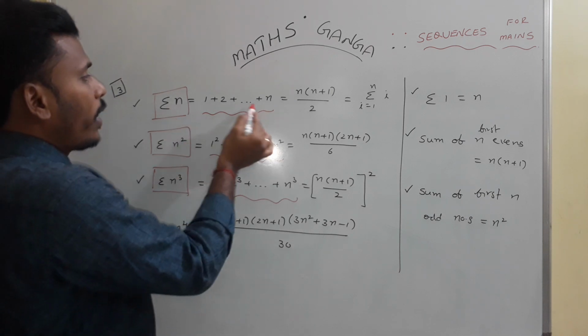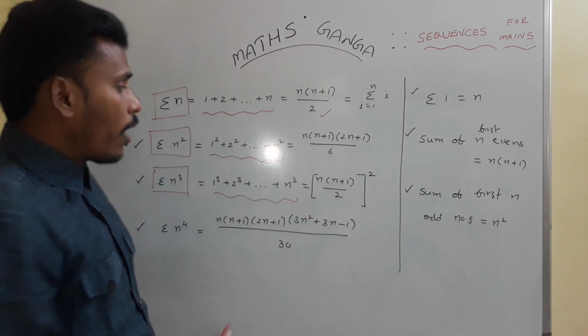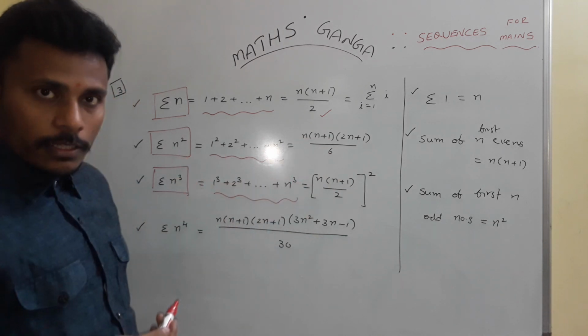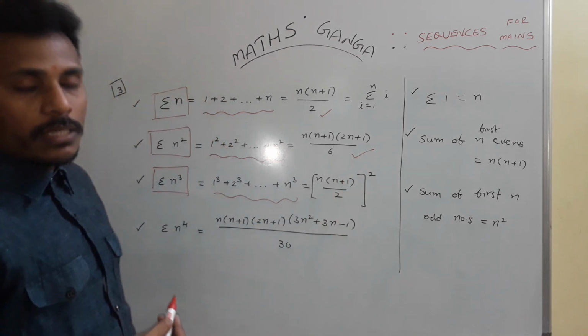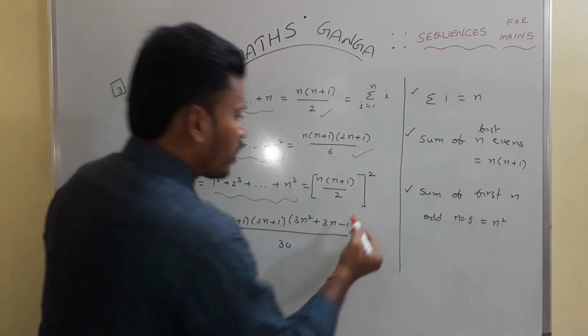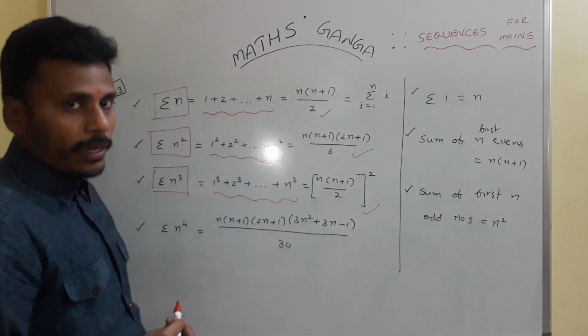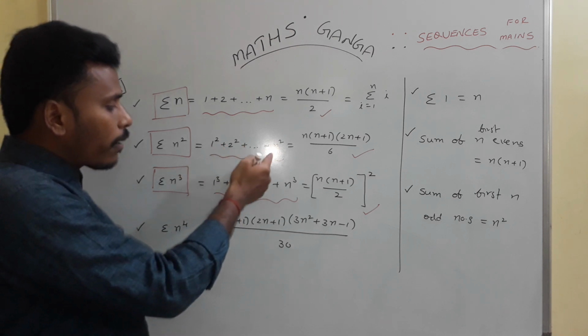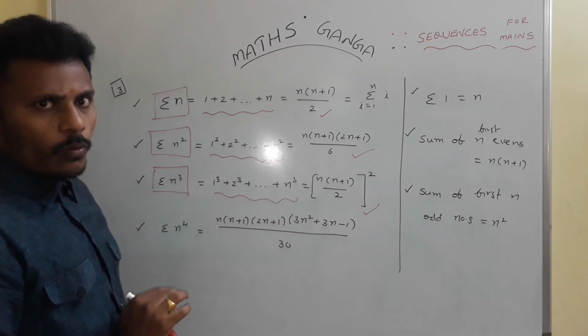See, for the sum of the first n naturals, sigma n, the formula is n into n plus 1 by 2. And for the sum of the squares, sigma n square, it is n into n plus 1 into 2n plus 1 by 6. And the sum of the cubes, sigma n cube, is given by the rule n into n plus 1 by 2, whole square. See, according to the number of terms in this sum, you just replace n, and you will get the resultant value.